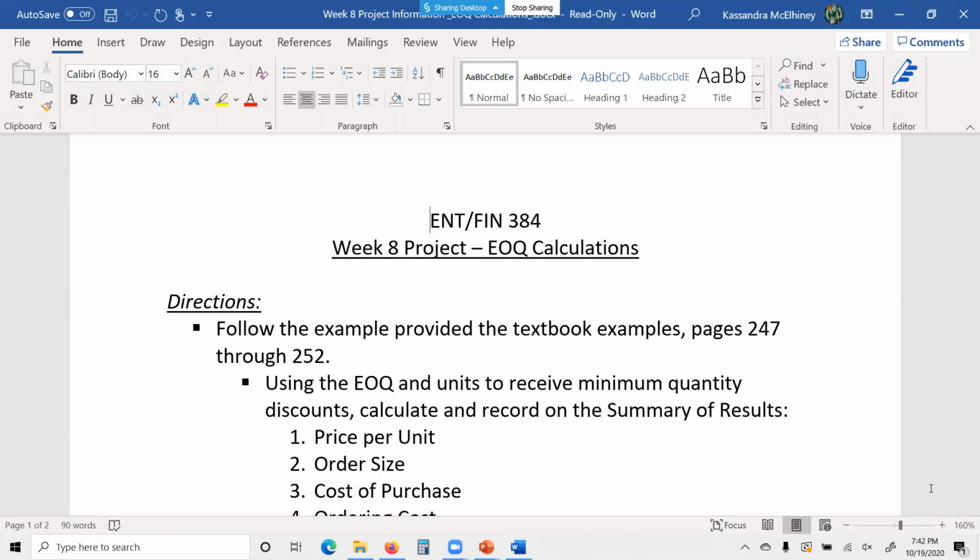Basically, we do the same calculations using different figures. So we just need to complete the table that's on the second page of that handout, or the same as that template that's available in Excel, identical. So using the economic order quantity and the number of units to receive the minimum quantity discounts in this summary of results table, basically, we want to fill it in.